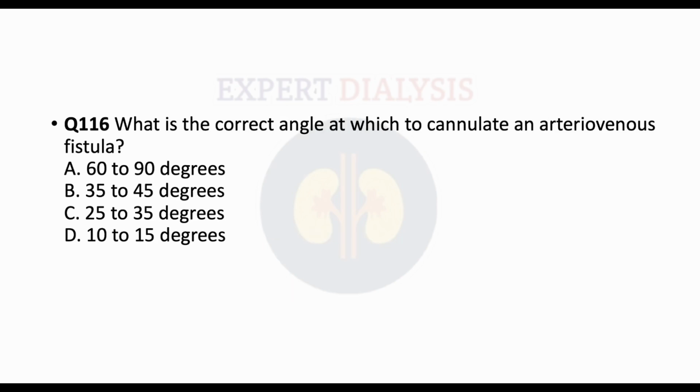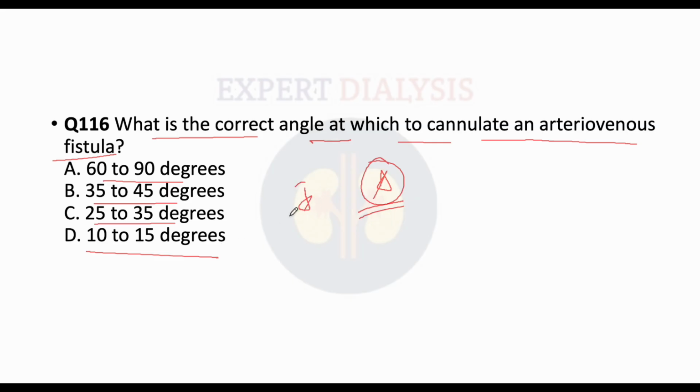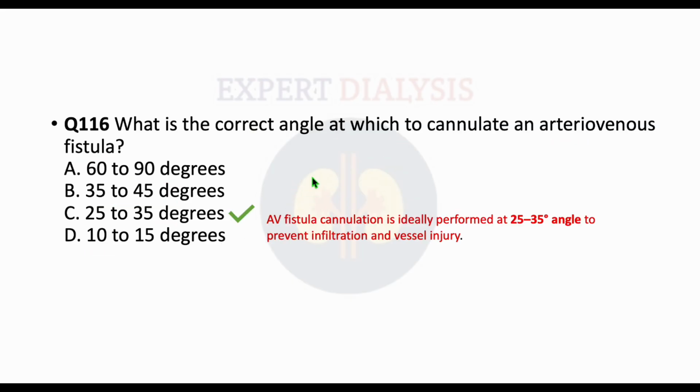Moving to the next question here, it says what is the correct angle at which to cannulate an AV fistula? So the angle for cannulation is very important. So option A is 60 to 90 degree, option B is 35 to 45 degree, option C is 25 to 35 degree, option D is 10 to 15 degree. So we have to tell the right answer, and the right answer is 25 to 35 degree here. AV fistula cannulation is ideally performed at 25 to 35 angle, preventing infiltration and vessel injury.